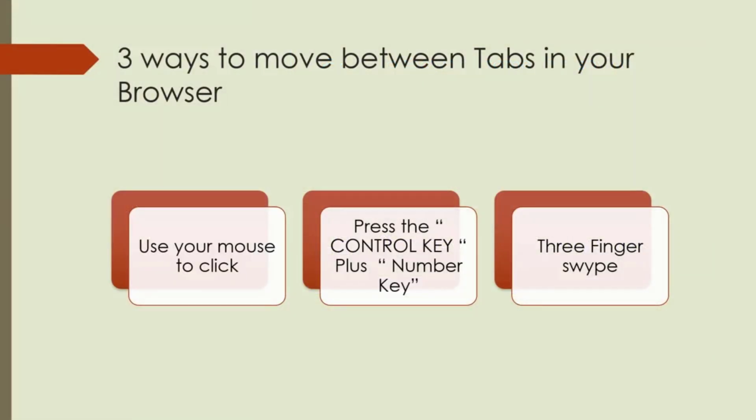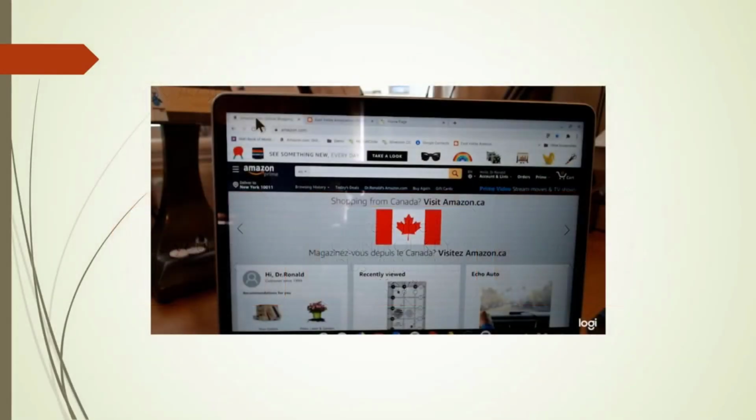There are three ways to move between tabs in your browser. You can use a mouse to click and move to the second browser, or you can use the Control key plus a number. So if you wanted to see the second tab, you could use Control 2. This would allow you to keep your fingers on the keyboard while you were typing. Or you can do a 3-finger swipe. Explain.